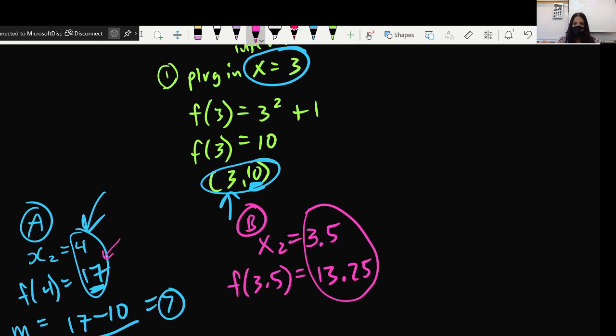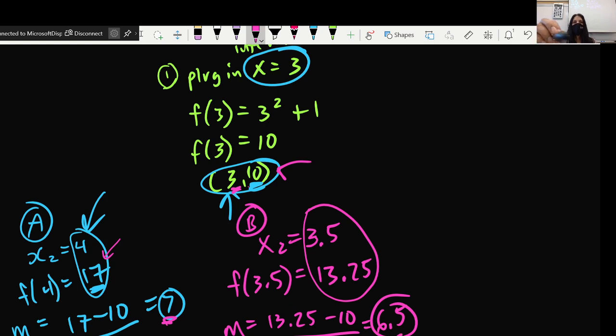So this time when I go to do my slope, I would get 13.25 minus 10, the 10 from my original point, over 3.5 minus the 3 from my original point. After working my way through that, I find that my slope is 6.5 this time. So that one was 7, this one was 6.5. And we're going to do one more. I know you're probably tired of this by now, but we're going to do one more.